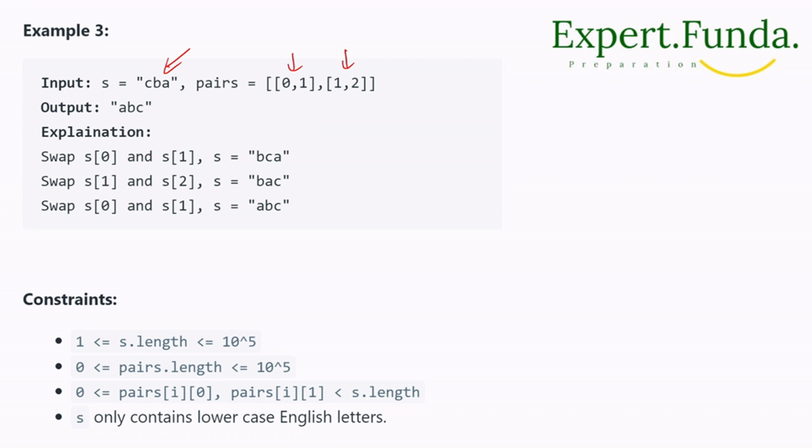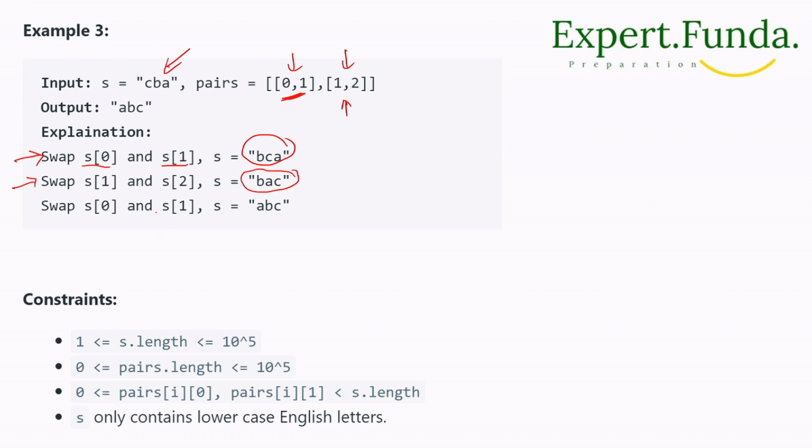So first in the example, if you see, it is swapping what? 0 and 1 using this one, right? So what we will get after swapping, we will get this one. You know how to swap this character, right? Next time it is coming to swap using this one, right? So it will swap and it will give you this one.